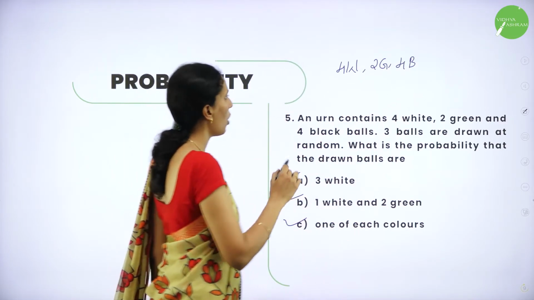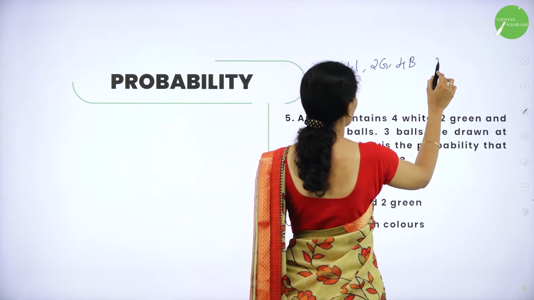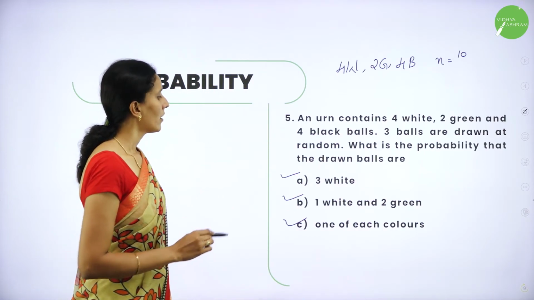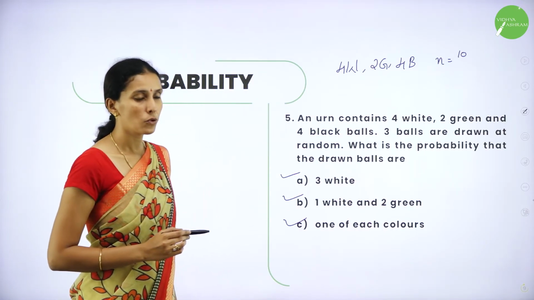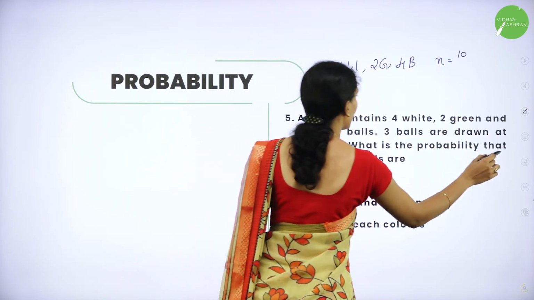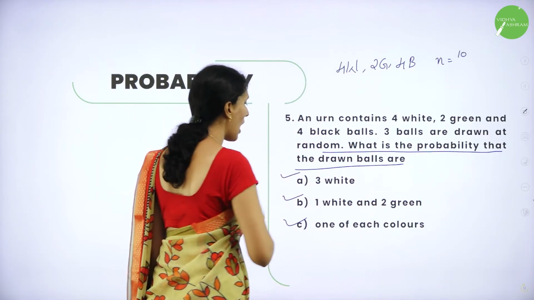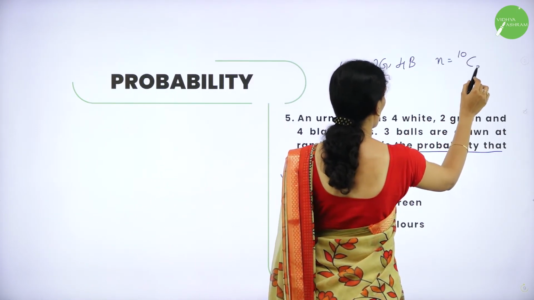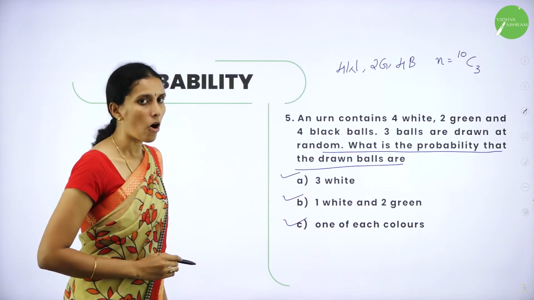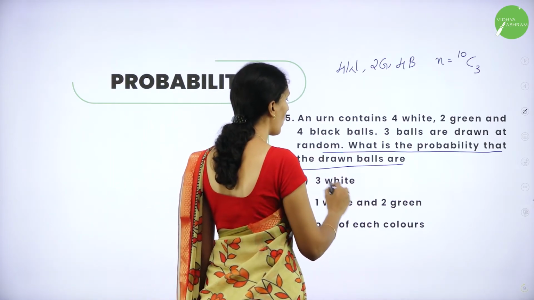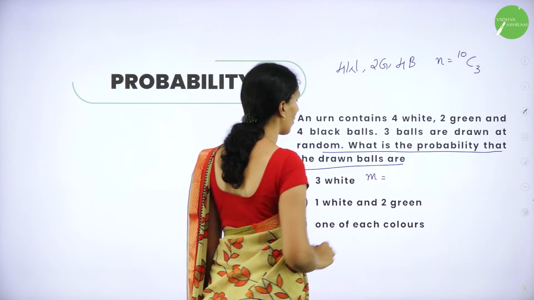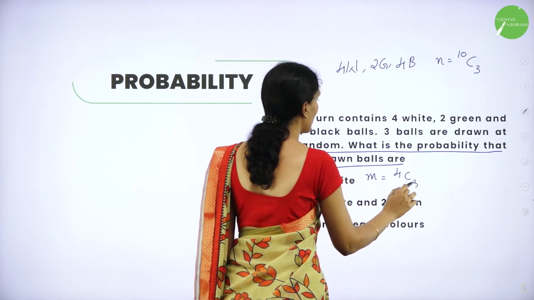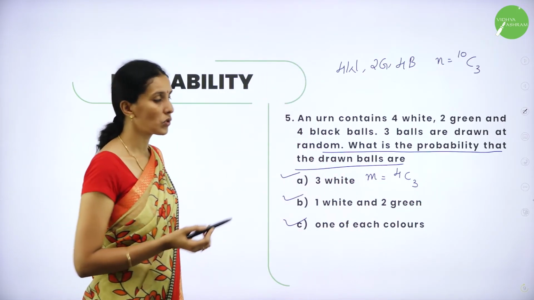So an urn contains 4 white, 2 green and 4 black balls. In total, how many balls do we have? That is n is equal to 10. But how many balls do we have to choose? What is the probability that the drawn balls are 3 whites? So we have to choose 3 balls from the total, and all of them are white. So my favorable outcomes will be 4C3, because out of 4 whites, I can choose 3 white.